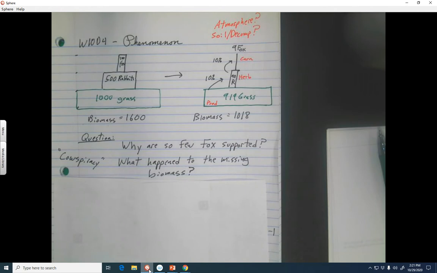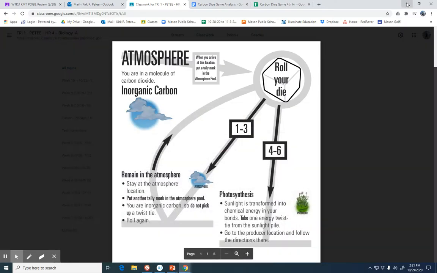To help us understand this a little bit better, we started to investigate what happens in our carbon pools and how does carbon move between pools. That would include the atmosphere and soil. So maybe that'll help us have a better understanding of why our pyramid is shaped the way it is. So let's take a look at the carbon dice game.